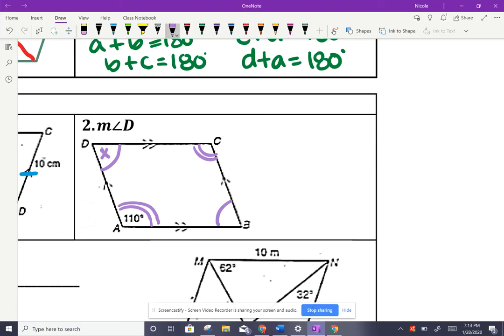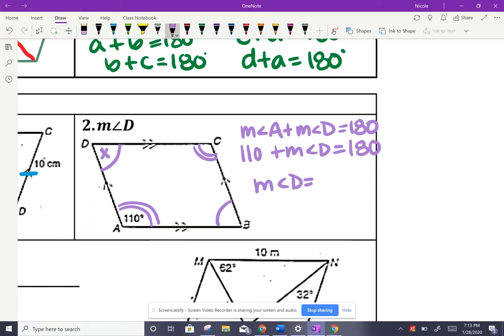What does help me is consecutive angles are supplementary. It's in the box directly above. Angle A and angle D are next to each other, so they are supplementary. So the measure of angle A plus the measure of angle D should equal 180. A is 110. We do not know D, but it's equal to 180. Do a little subtraction, and the measure of angle D is 70 degrees.